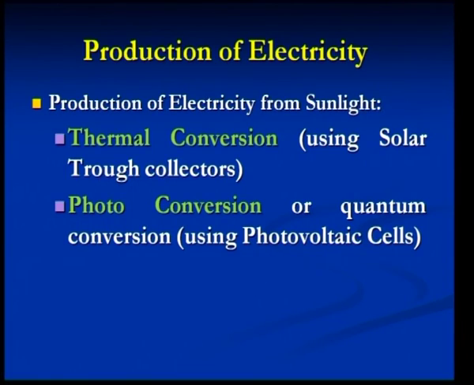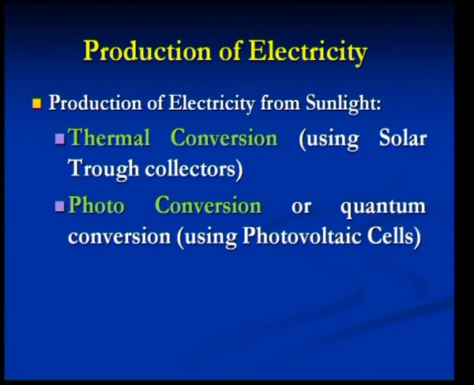Now let us go into the second part of solar energy, where we will be talking about the methods of conversion of this solar energy into useful forms of energy. Basically, how we generate energy from solar energy is based on two methodologies. The production of electricity from sunlight is based on the thermal conversion or the photo conversion. These are the two important methods available.